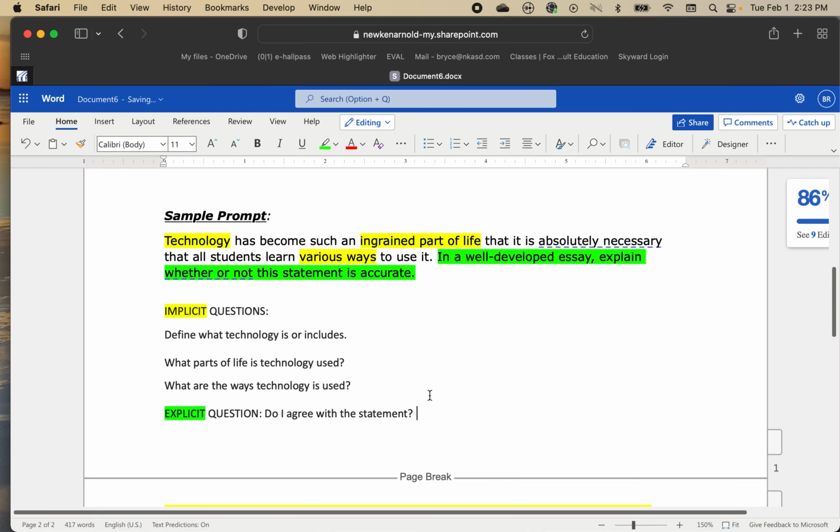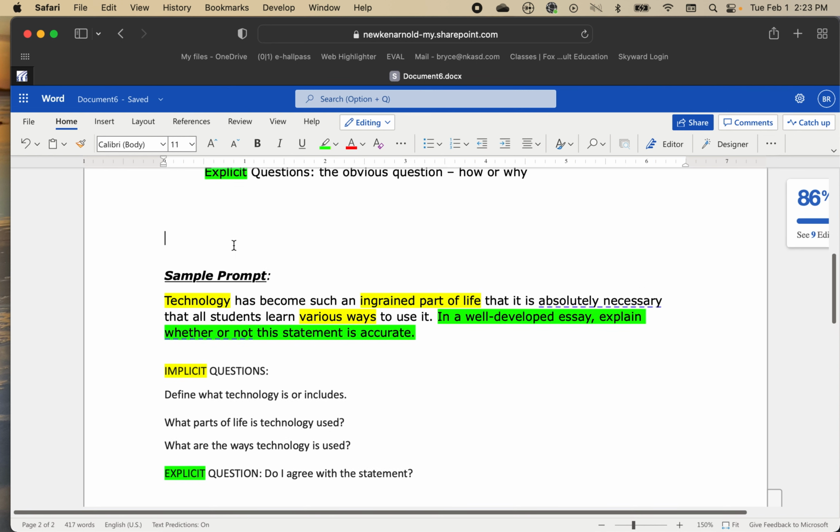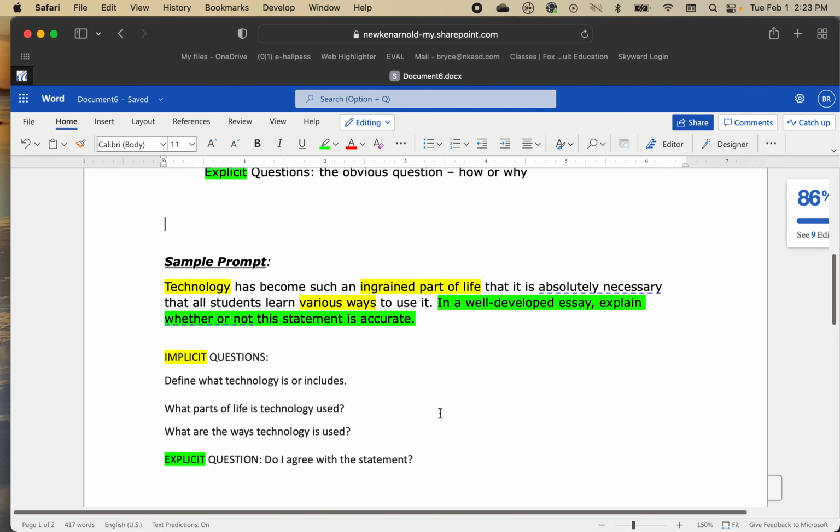Okay, so that's it. That's the explication process in a nutshell. I'm not going to answer those questions yet. That's going to be the next step in our process. I'm just explicating to understand where to start.